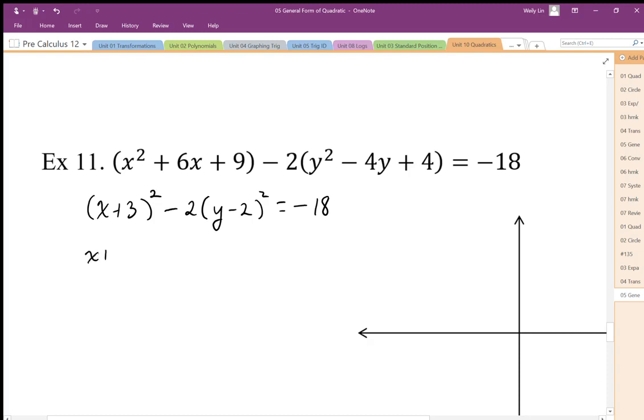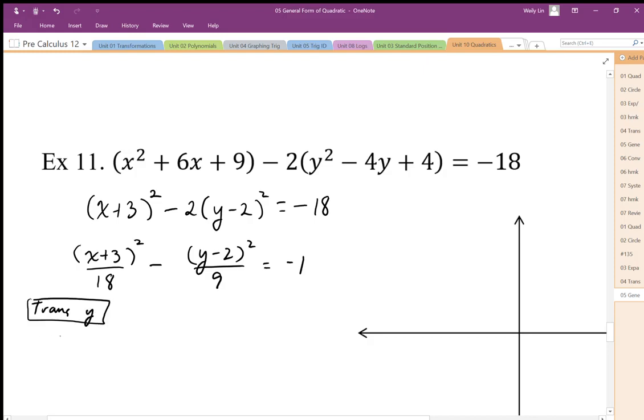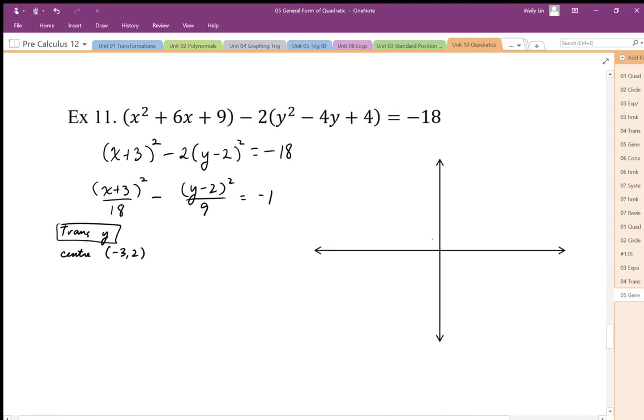So this becomes x plus 3 squared over 18 minus y minus 2 squared over 18 simplifies to 1 over 9, and that's equal to negative 1. And this is a hyperbola. The transverse axis is y. My center is going to be at negative 3, positive 2. So I better mark that down. Negative 3, positive 2, somewhere around here. There's my center.